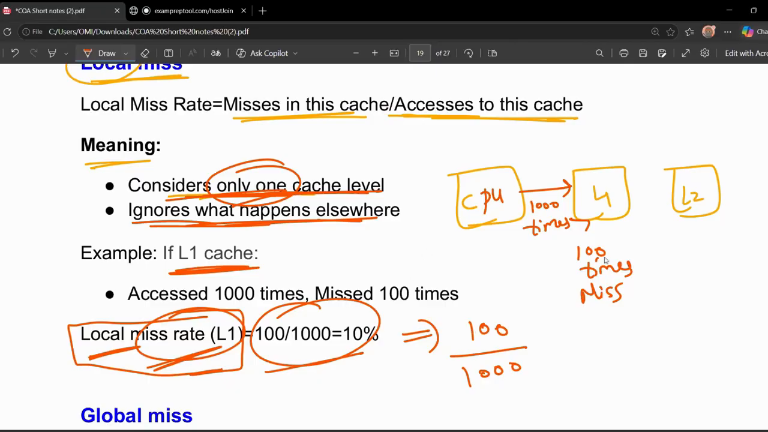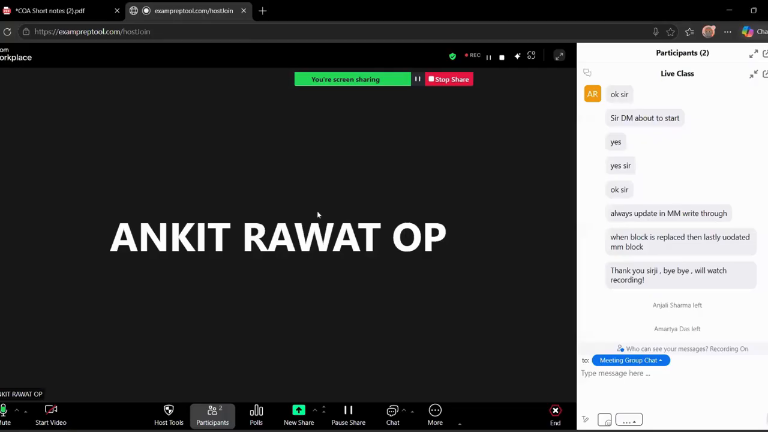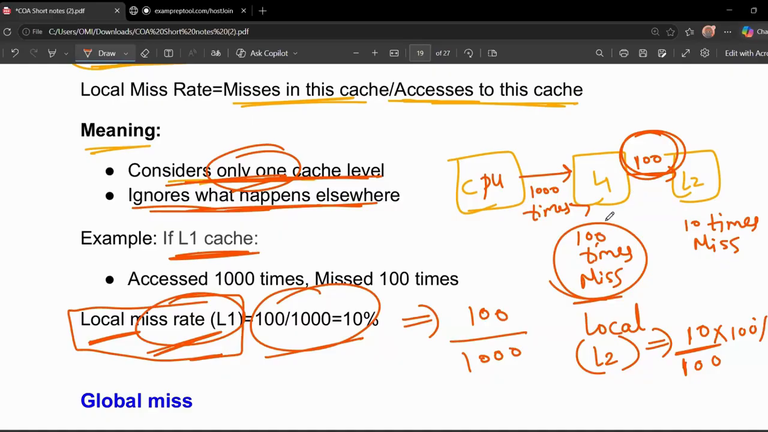Now, same thing. 100 times you get a miss, so 100 times you go to L2. Now assume that 10 times a miss happens. What is the local miss rate for L2? It is 10 misses divided by how many times you accessed L2. You have accessed L2 100 times, so 10 divided by 100 times 100%. This is how you have to give the local miss rate.